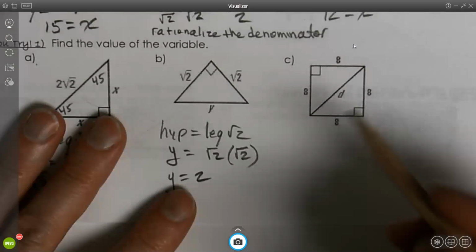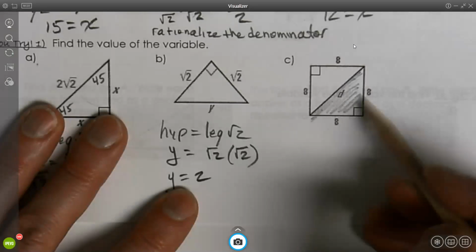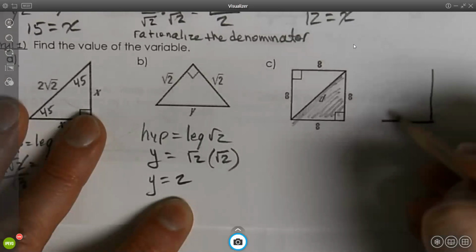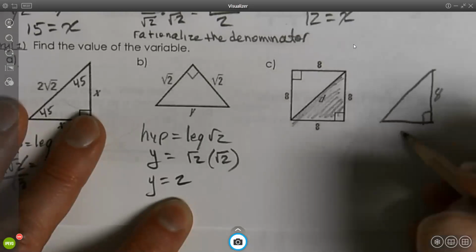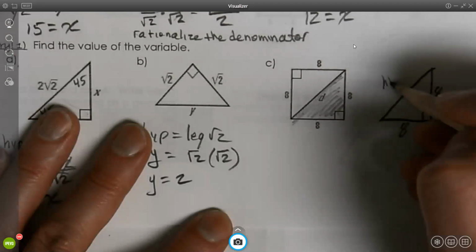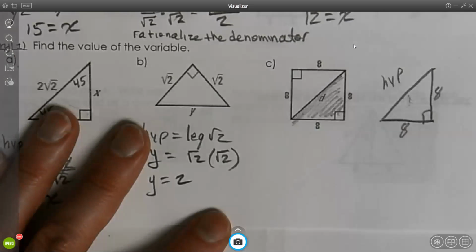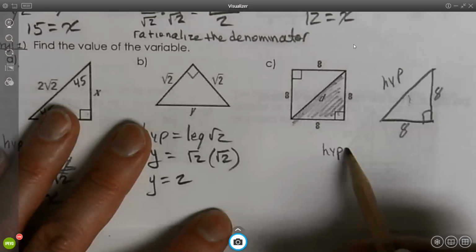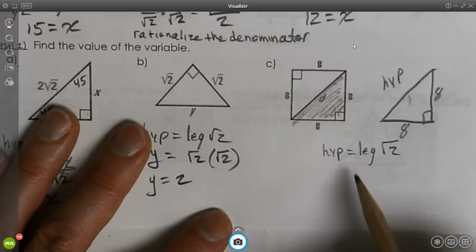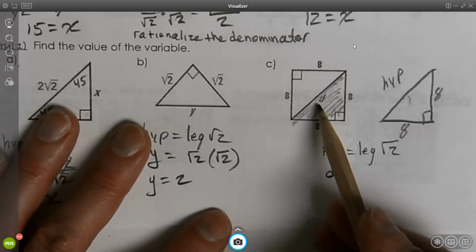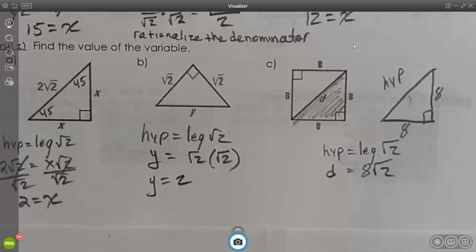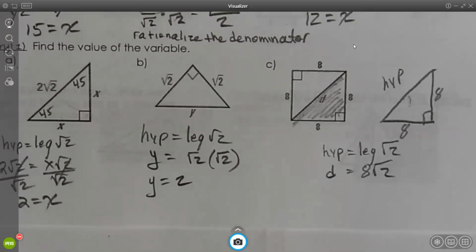So we're looking at just this part of the figure, which is the right triangle. It's an isosceles right triangle. And the hypotenuse is the side across from the right angle. So the hypotenuse is going to equal the leg times root 2. So the hypotenuse is considered D in this case. The leg is 8 times root 2. So D is 8 root 2. No decimal version.